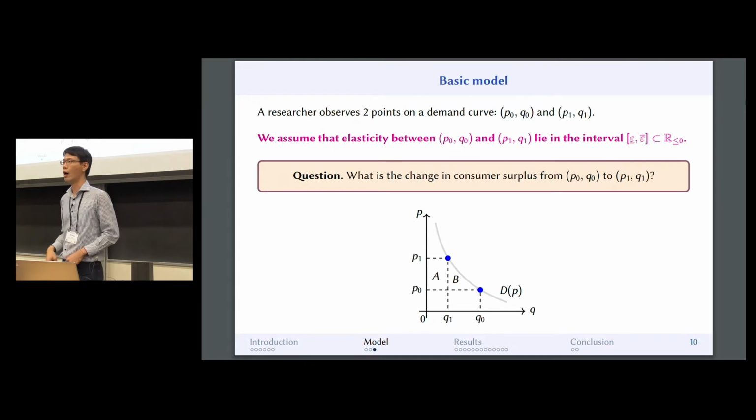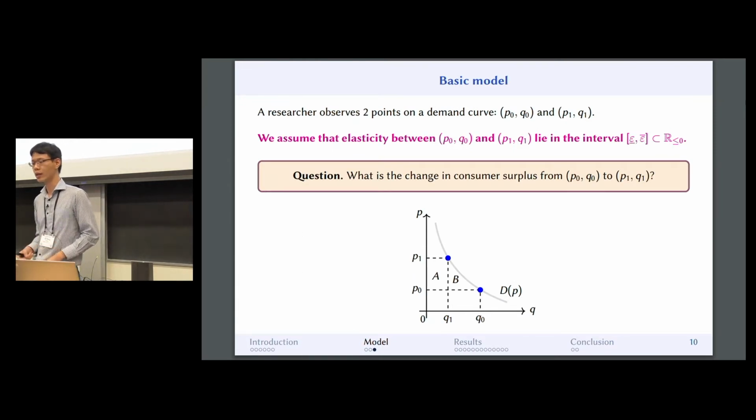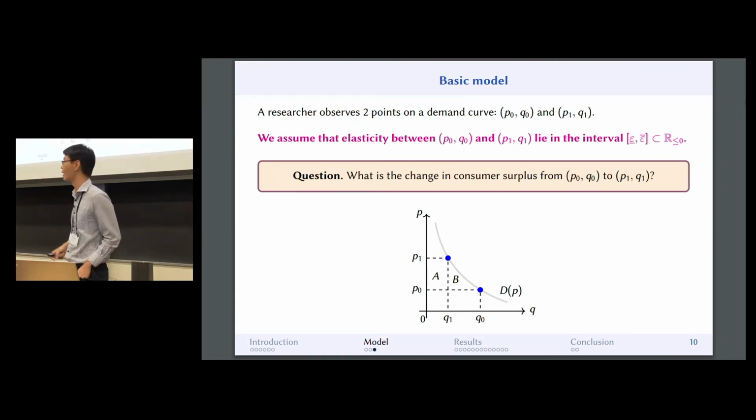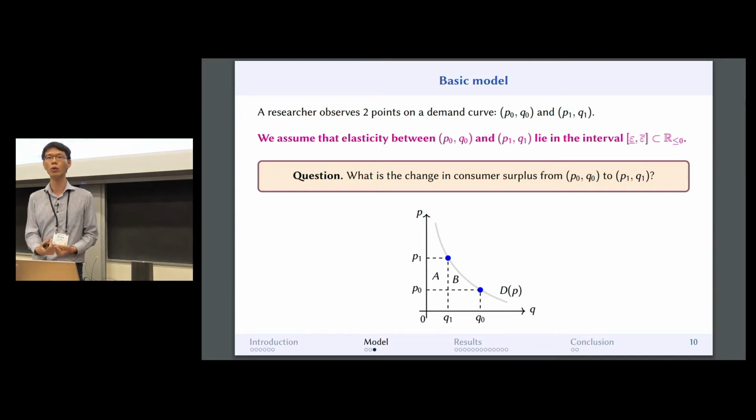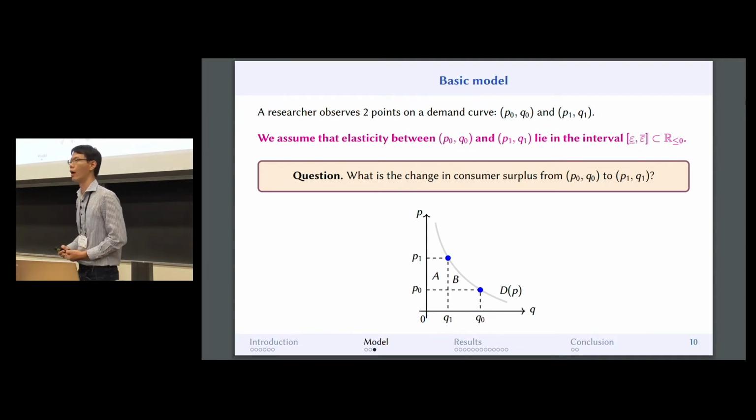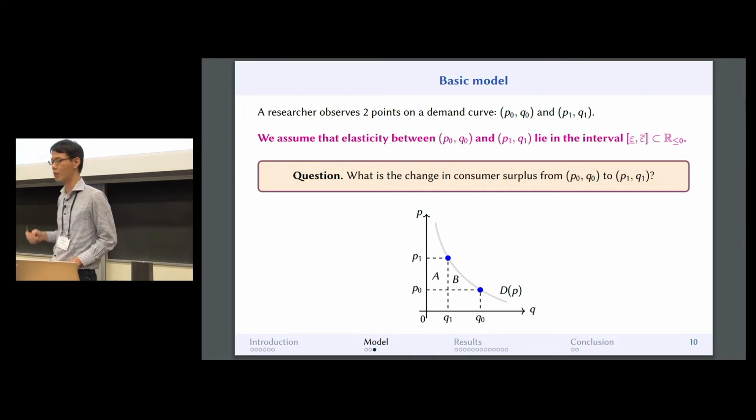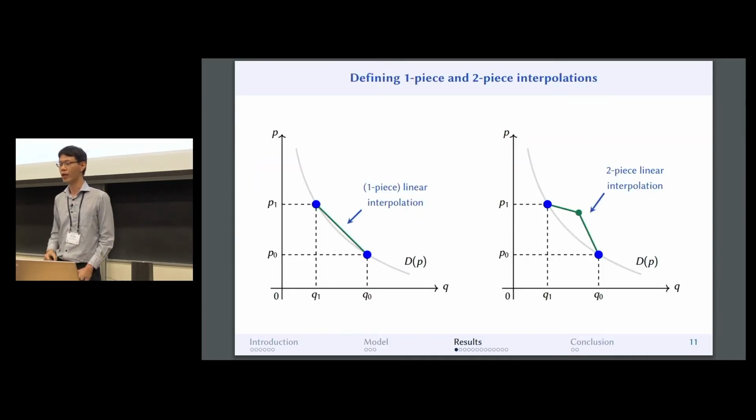A very natural way to capture that is with this additional assumption highlighted here in red. We observe 2 points on the demand curve, but we also know that elasticity between these 2 points lies within some interval, epsilon lower bar and epsilon upper bar. Our goal here is to use this additional information to help obtain a tighter bound on the change in consumer surplus. Before I state the result, just a piece of terminology.